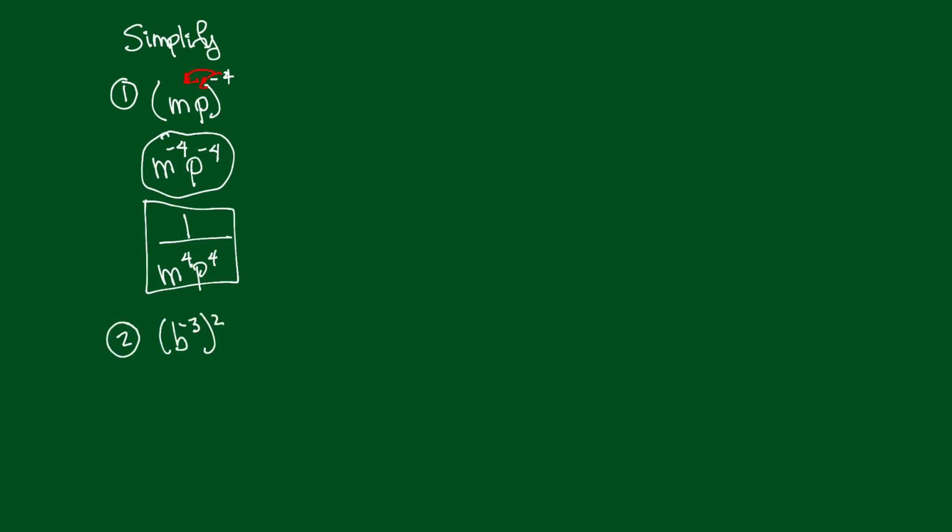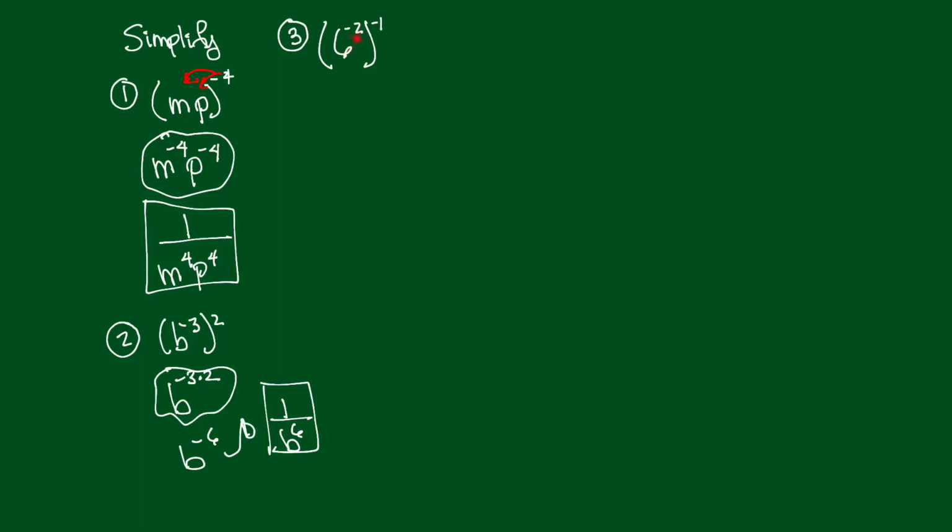In number 2, we've got a power raised to a power. So I'm going to multiply the exponent. So I'll get b to the negative 3 times 2. Now that part you can probably do in your head, right? You just do that. So it's b to the negative 6. But I'm going to convert that negative exponent to a positive exponent. So I'll drop the b to the bottom and change the sign of the exponent.